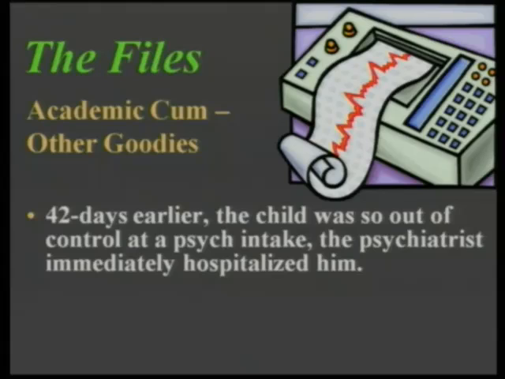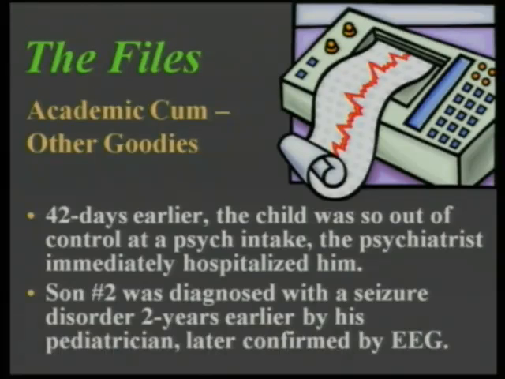42 days earlier, the child actually went to a visit to a psych intake, a new psychiatrist, and he was so out of control that the psychiatrist hospitalized him. It had nothing to do with mom. That's how out of control the child was. But let's look at the other one. Son number 2 was diagnosed with a seizure disorder, and I saw the EEG that showed that the son had a seizure disorder. That's a pretty good case of Munchausen's disorder if the parent is able to fake the EEG.